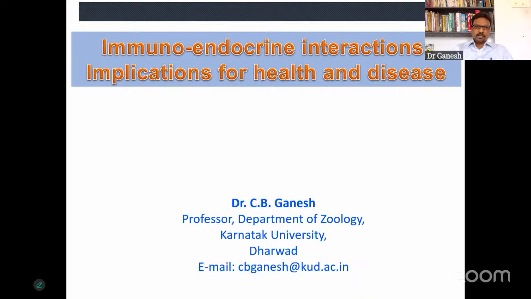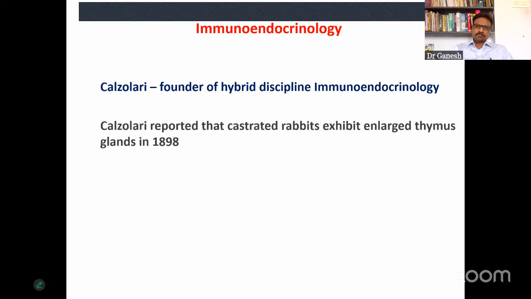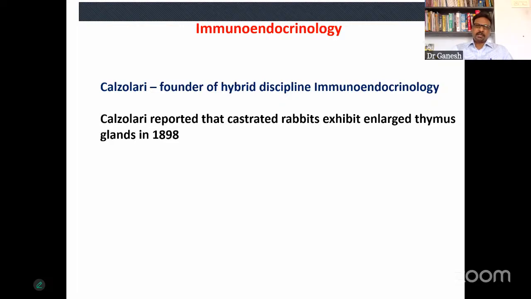Calzolari. He is regarded as the father of immunoendocrinology because his work related to immunoendocrinology started with the castration of rabbits. Following the castration, that is the removal of the gonads, there was enlargement in the thymus gland. This thymus gland acts as both an endocrine gland as well as part of the immune system. And this gland is located within the chest cavity, just in front of the heart.